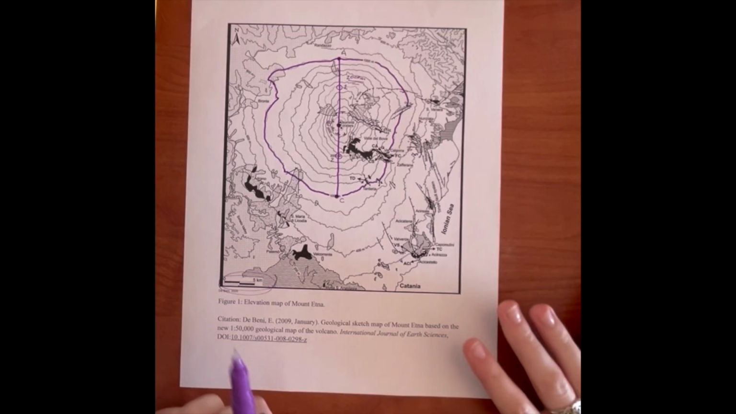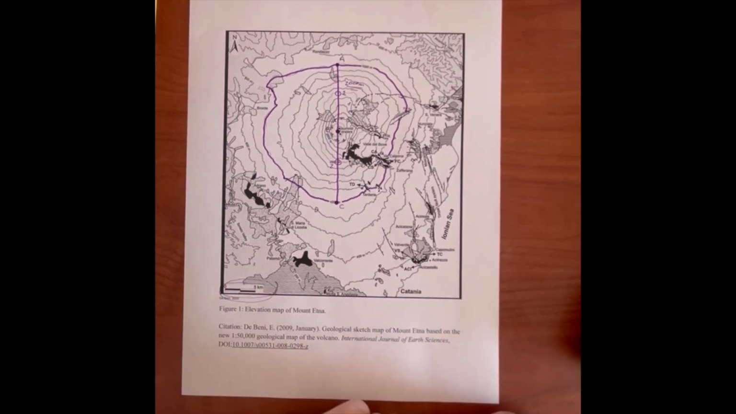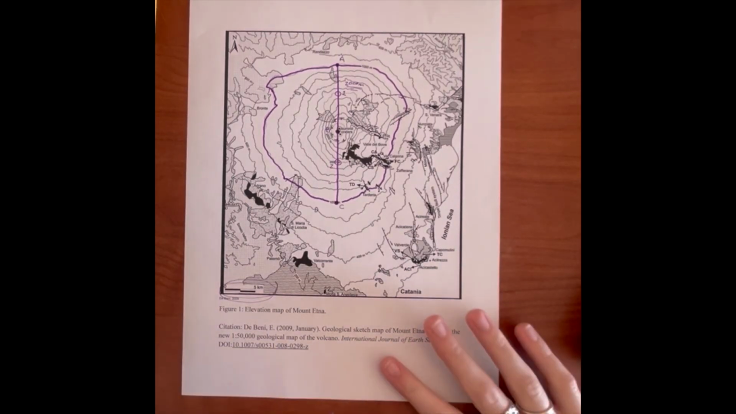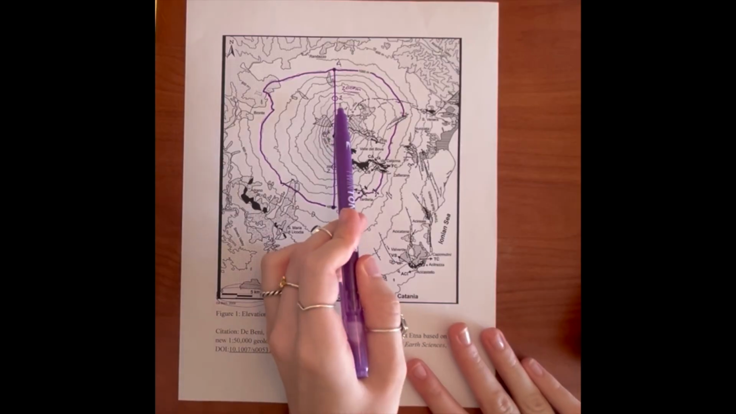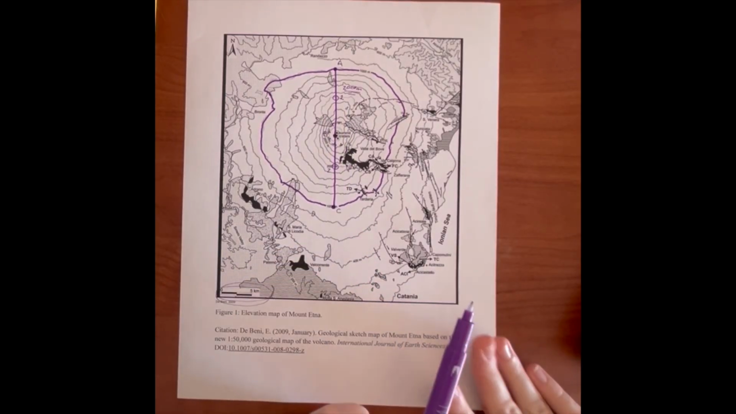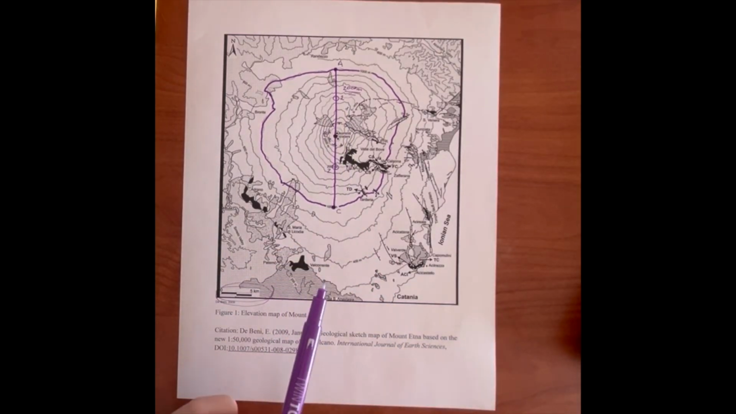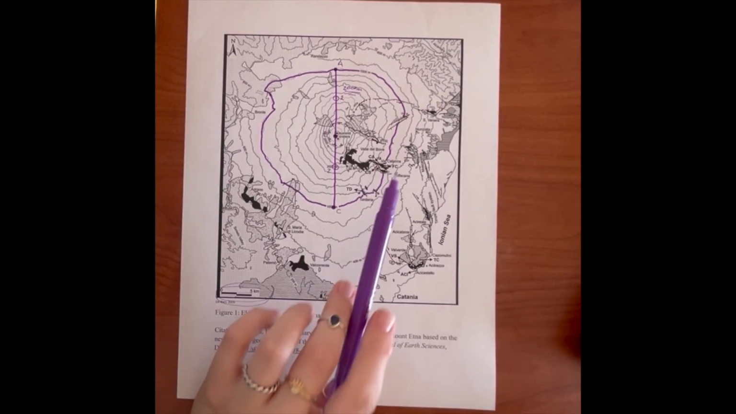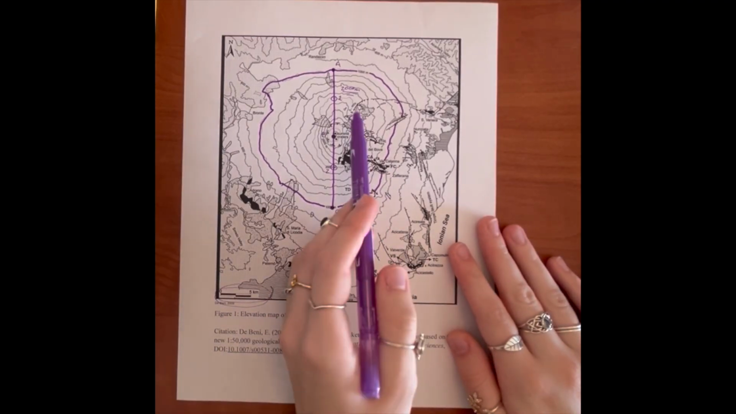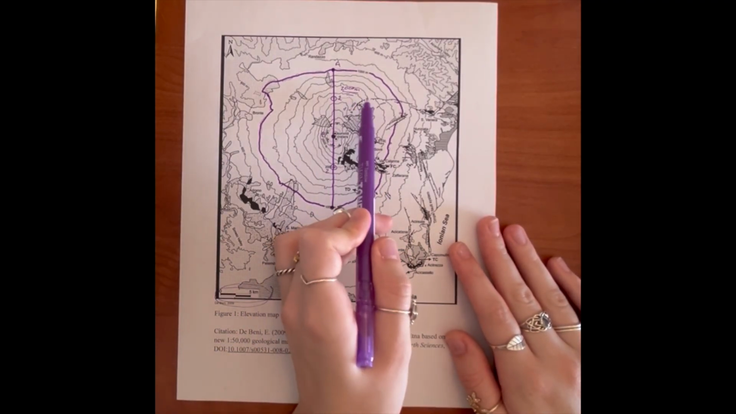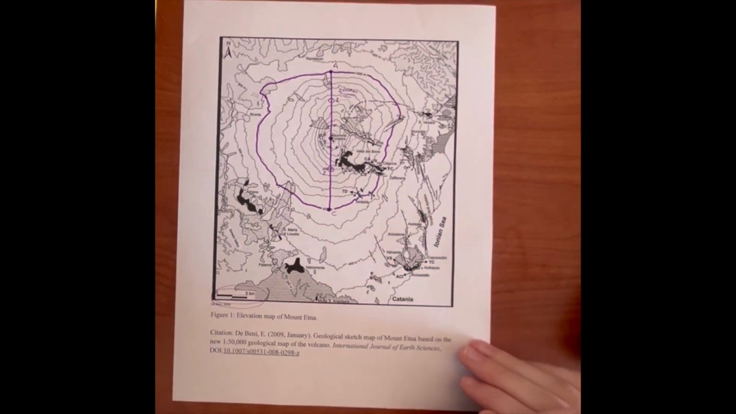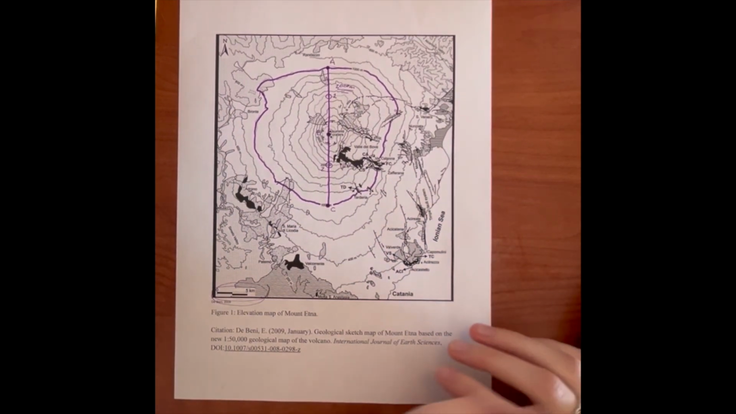Now that we have our transect line, it's time to find points to graph. So for this example, I've outlined 2 points along our transect line, which are both at the 2,000 meter mark. So the elevation, the x-coordinate on our graph, is going to be 2,000 meters. But now we need to find the y-coordinate, which is the distance along the transect.